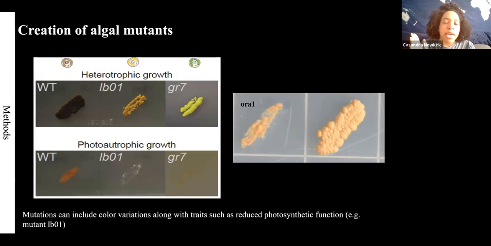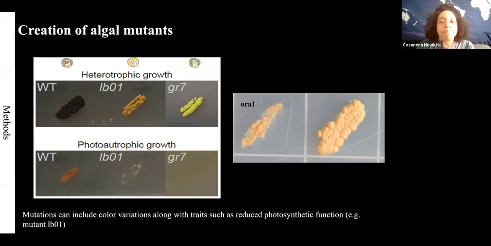So this is looking at some of the mutants that we work on, a couple of which I'm going to talk about for my work with Cassiopeia. The left panel shows their growth as heterotrophs with the glucose media added, and then as photoautotrophs. In that panel, you can see our wild type SSBO1, a mutant that we call LBO1, and a mutant that we call GR7. This is just streaked out on plates; the plates for heterotrophs are supplemented with glucose, and the photoautotrophic ones are just normal growth media plates.